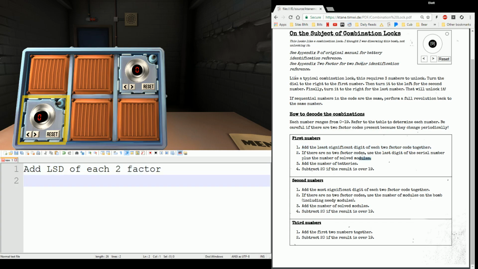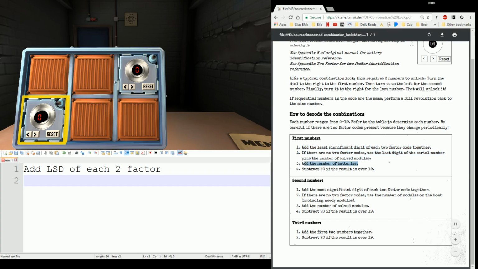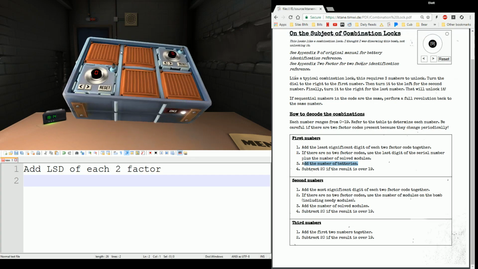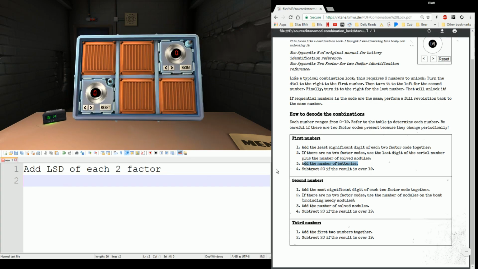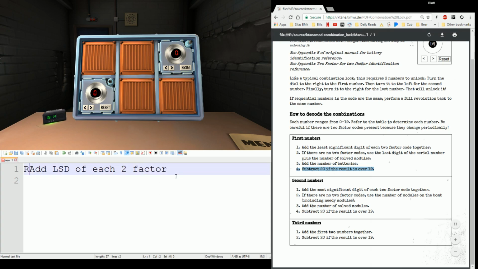If there are no two-factor codes, we can skip that step, but there are, so we can't skip it for now. We're going to add the number of batteries. We don't have any batteries, though. The two-factors ate them all. So we're just going to add the least significant digit of the two-factors. Subtract 20 if the result exceeds 19. It's not going to, because obviously a single digit plus a single digit's not going to break 20. So that's going to give us our first number, which is a right.